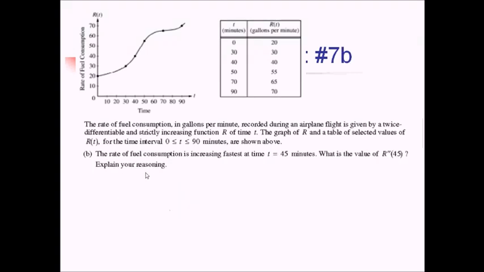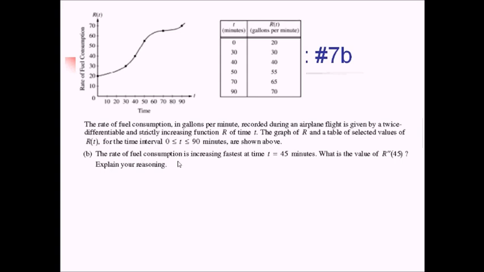On this problem, they're telling us the rate of fuel consumption is increasing fastest at time 45 minutes. Based off of that, what's the value of r double prime of 45? Okay, so we barely have information about r of t. R prime of t we had to estimate using AROC on the last problem. Now they're asking about r double prime of some value. So there's definitely some kind of special case going on here. We have to do a little bit of decoding on this one.